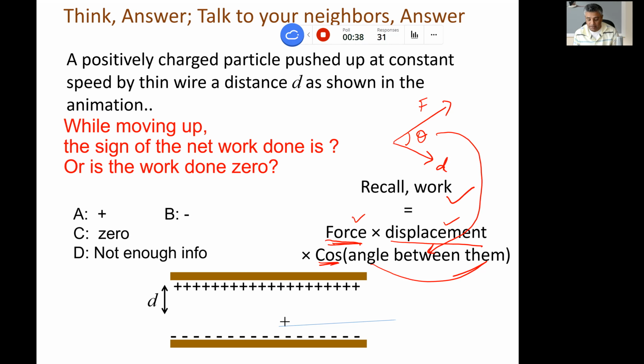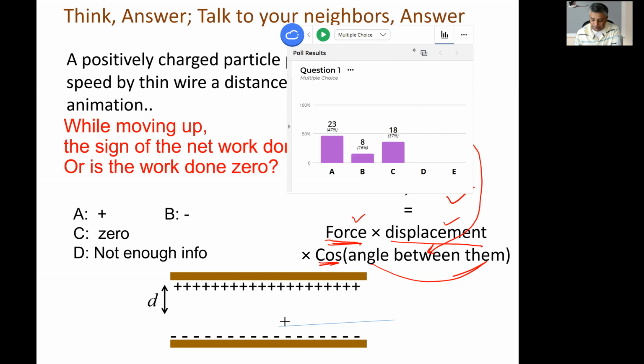Oh, 30 more seconds. Five more seconds. 5, 4, 3, 2, 1, and it stops. And let's see, how did we do? Varieties.